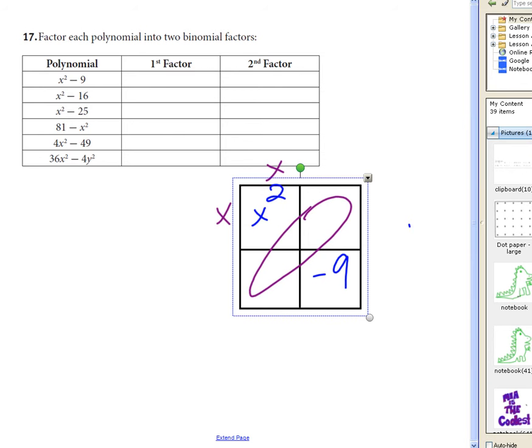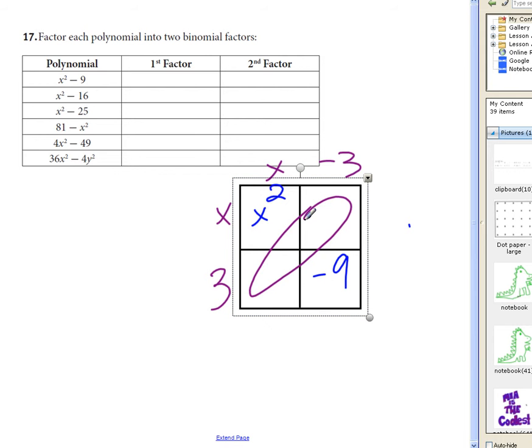What can we multiply that will give us negative 9? Negative 3 and positive 3. These have to be the same number, with different signs. Why is that? Because if you use anything else, it won't cancel out, and nobody's happy.